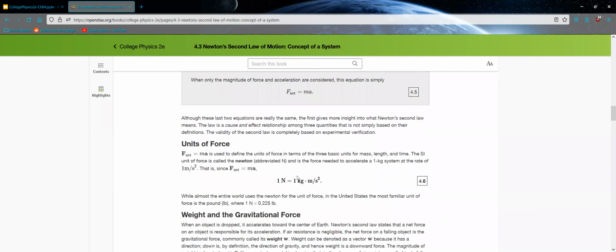And it's also worth noting here, whenever you talk about force, at least in this class, the SI unit of force is the Newton, abbreviated capital N. And a Newton is 1 kilogram meter per second squared. The amount of 1 Newton is the amount of force it takes to accelerate 1 kilogram at 1 meter per second squared.